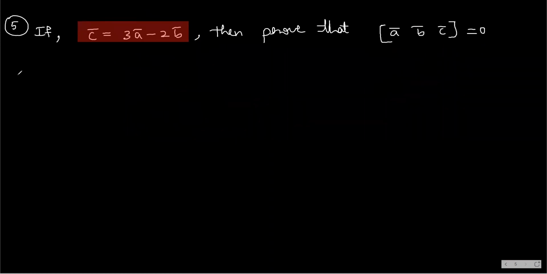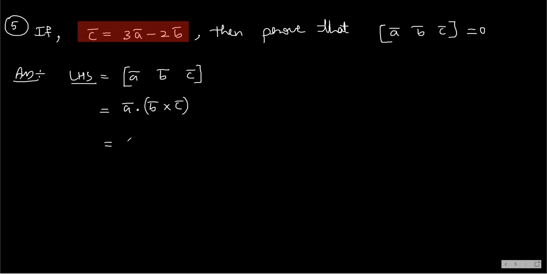See how I will begin my answer. They give me C bar as 3A bar minus 2B bar, and I have to prove that the box product is 0. So I will go for LHS. LHS here is box of A bar, B bar, C bar, right? So that is equal to A bar dot B bar cross C bar. Now I shall substitute what C bar is. So here I will write A bar dot B bar cross, and C bar is 3A bar minus 2B bar.